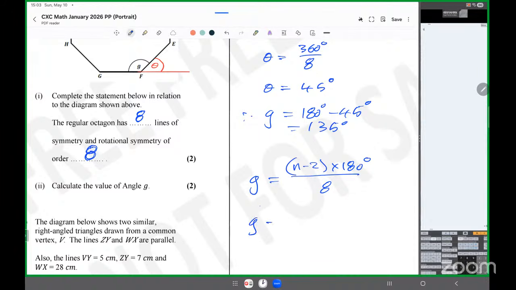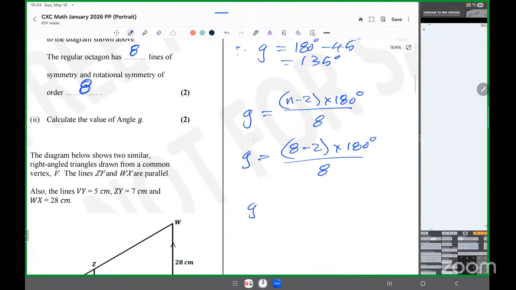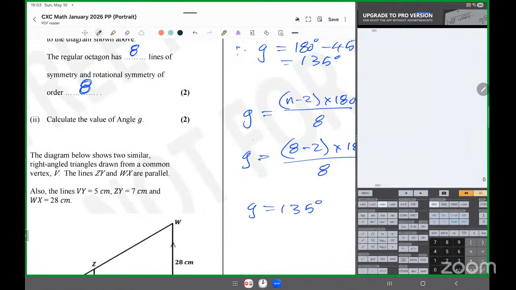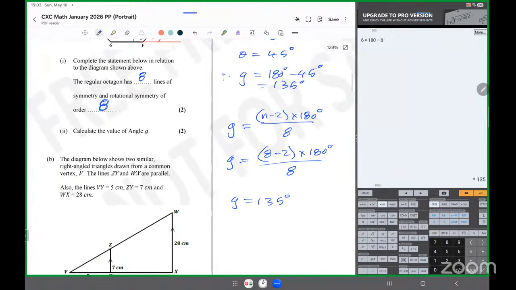So it will become G equals 8 minus 2 times 180 degrees, and there are 8 of them, divided by 8. That's going to give you the same 135 degrees, because 6 times 180 divided by 8. Let's make sure. 6 times 180 divided by 8. See the 135. You could do it from the perspective of interior angle as well. I say you have 2 choices, your choice.